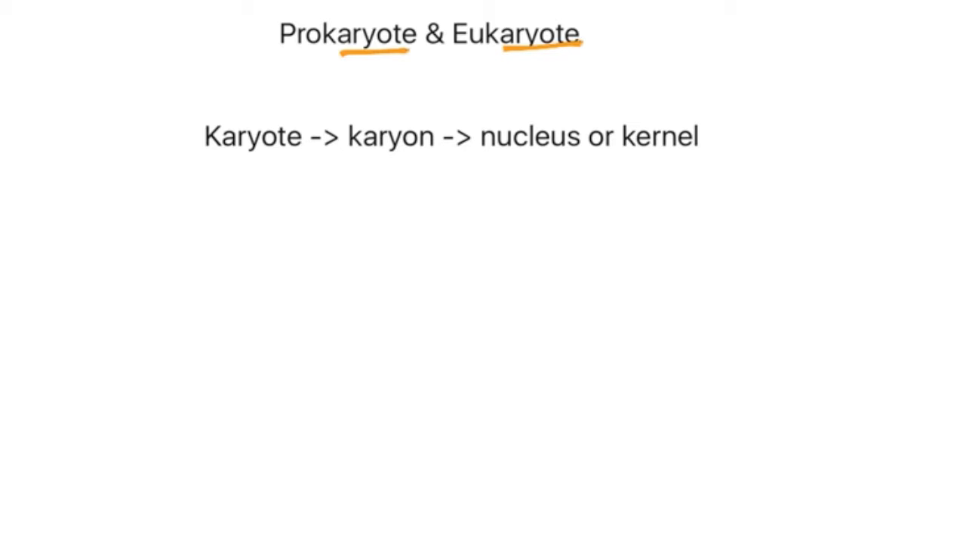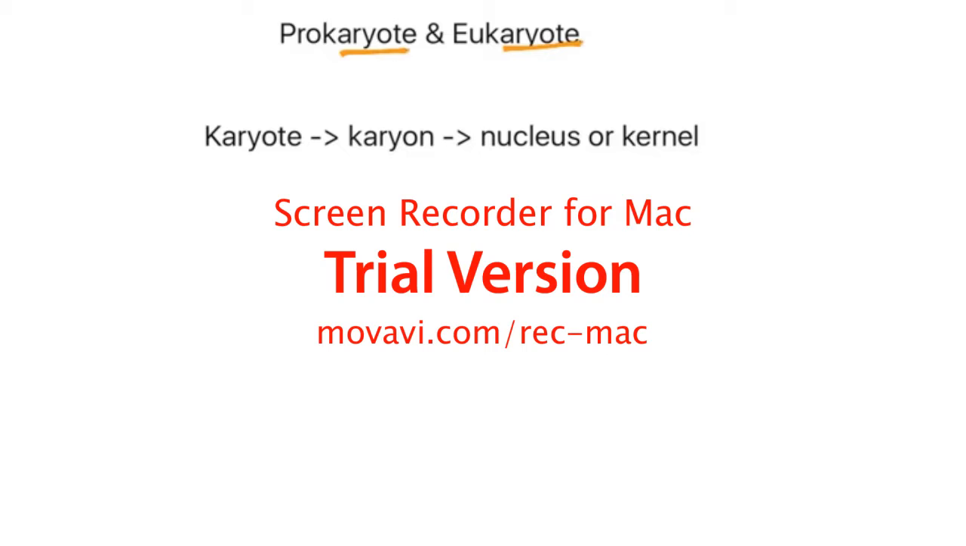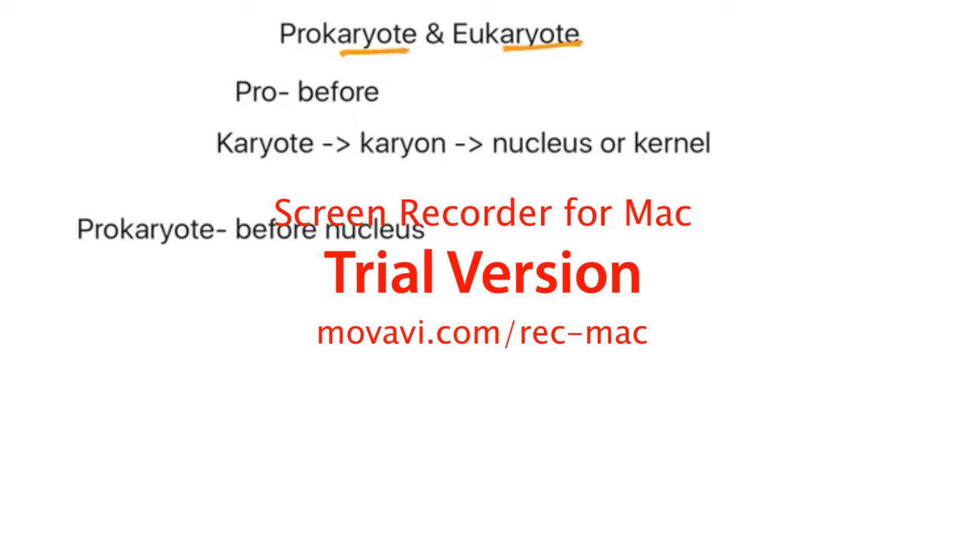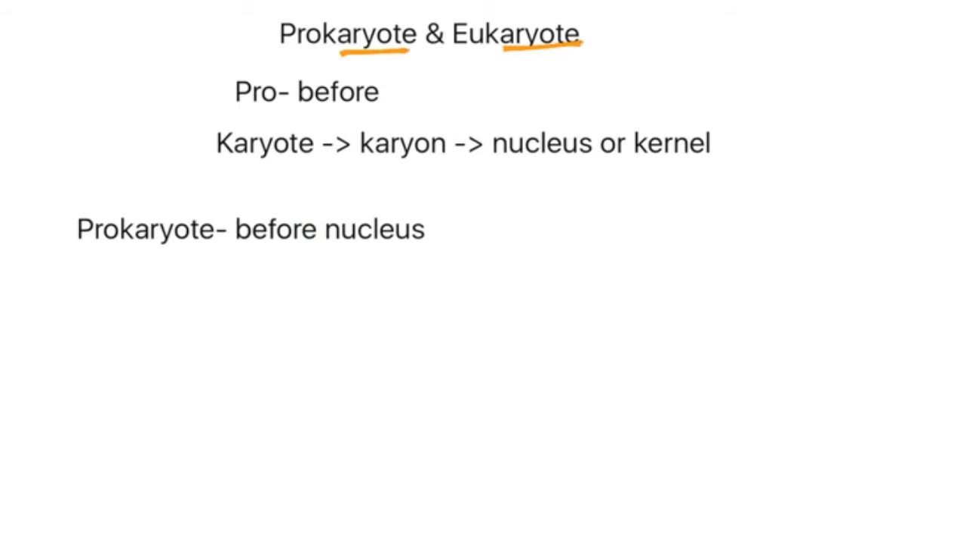Now what pro means is before. So pro means before plus the karyote, karyon, nucleus. Prokaryote becomes before nucleus. Now this definition makes sense because we notice that in prokaryotes there is no nucleus present.